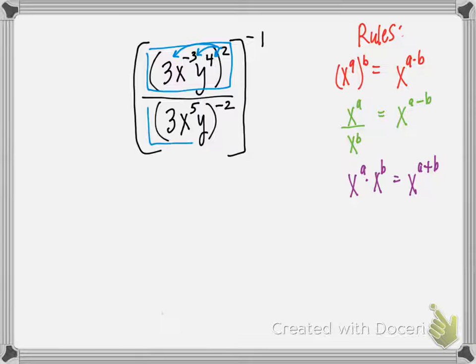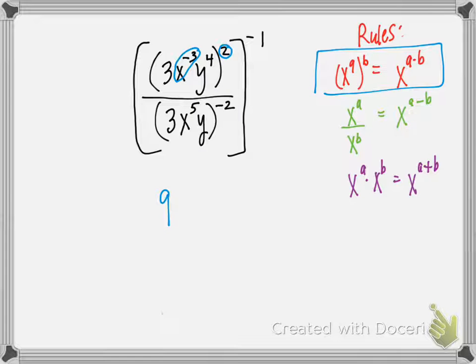Same thing in the denominator. Everything is being raised to the negative second power, so you have to raise all 3 parts to the negative second power. So let's start with the numerator. 3 to the second power is 3 times 3, so that would be 9. X to the negative third raised to the second power is using this rule that says if you have a power raised to a power, you multiply the exponents. So negative 3 times 2 is negative 6.